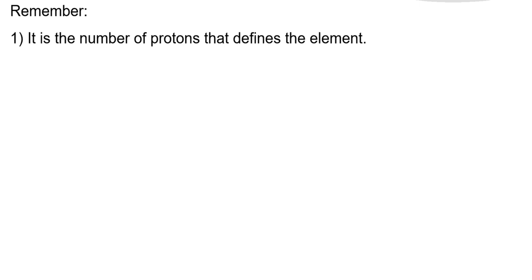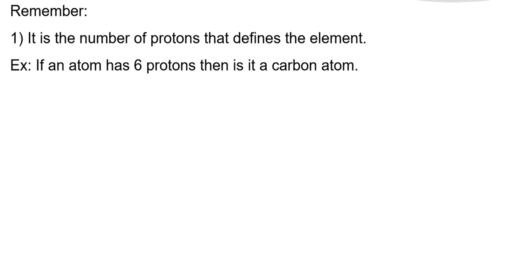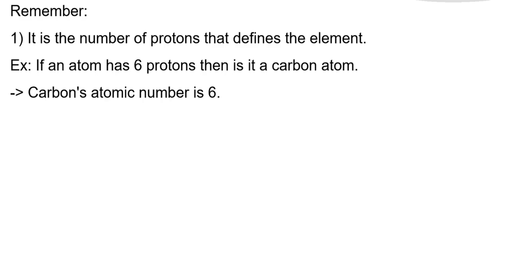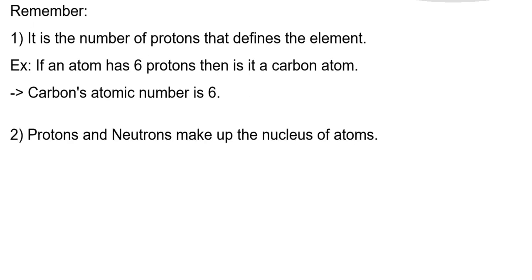The first thing we have to remember is that it is the number of protons that defines which element the atom is. So for example, if an atom has 6 protons, then we know it has to be a carbon atom. Here's a snapshot of the periodic table from the IB data booklet. We can see that carbon is element 6. That 6 tells you that carbon always has 6 protons. That's how this is organized. So carbon's atomic number is 6, and that means any nucleus that has 6 protons will be a carbon nucleus.